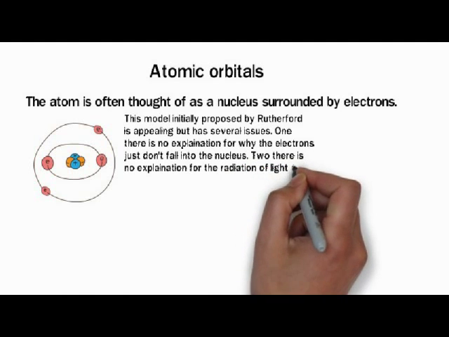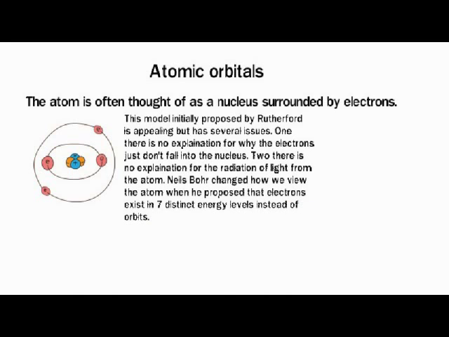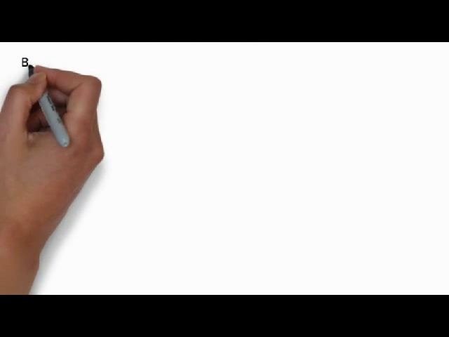One, there is no explanation for why the electrons don't fall into the nucleus. Two, there is no explanation for the radiation of light from the atom. Niels Bohr changed how we view the atom when he introduced the idea of electrons existing in energy levels, not orbits. The electrons exist in 7 distinct energy levels, ranging from the lowest energy closest to the nucleus to the highest energy furthest away from the nucleus. The electrons, as they absorb and release energy, can move between the energy levels. Thus, when they absorb light, they jump to an outer energy level, and when they release light, they fall back to an inner energy level.